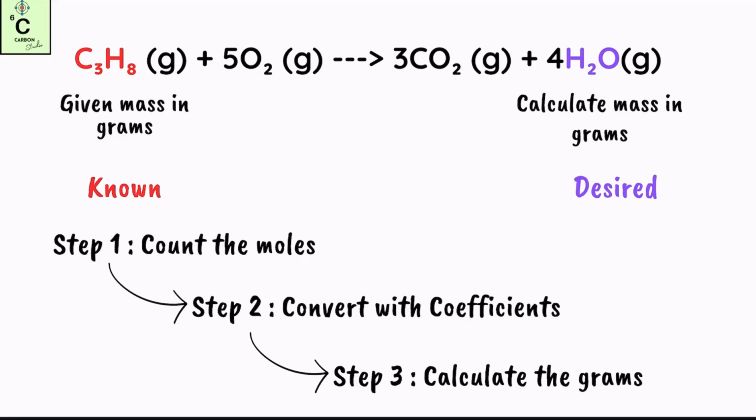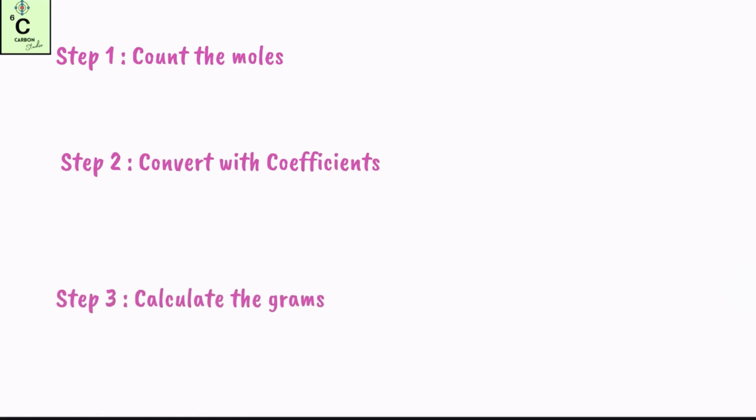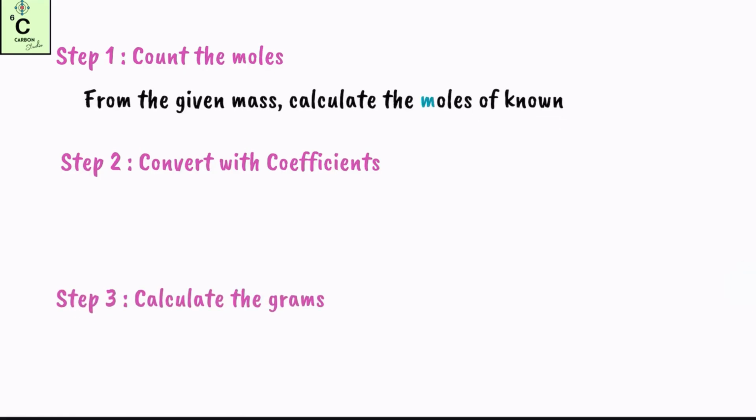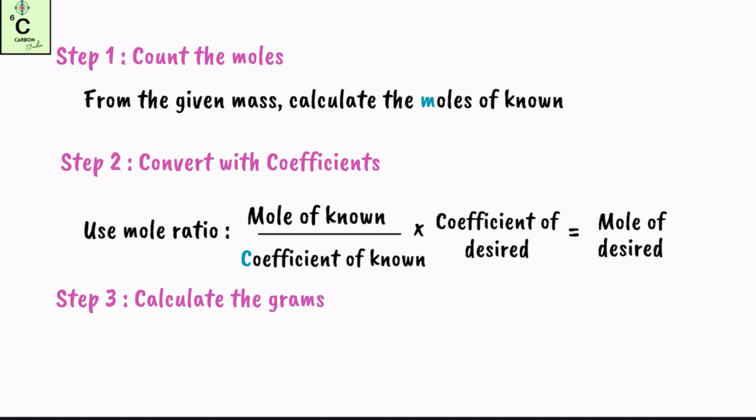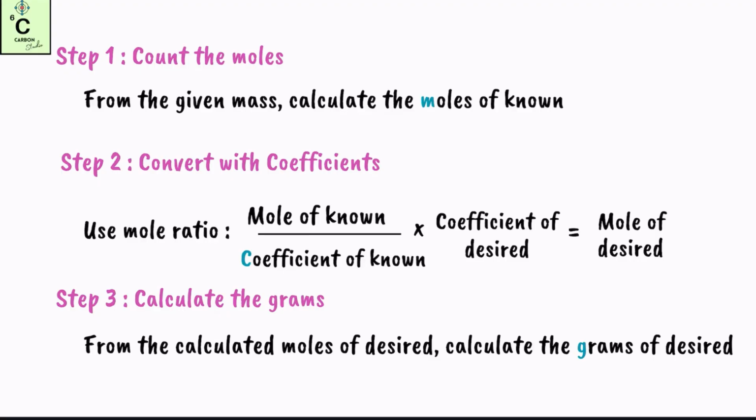I have a trick up my sleeve for you to remember these 3 steps, so wait for it. My second tip is to know the strategy, which are the 3 steps. Let's break these steps down. For each step, I've extracted its relevant formulas. So to count the moles from the given mass, you have to calculate the moles of known. Step 2, using the coefficients, you have to use the mole ratio formula. And the third step is to convert the moles of desired to calculate the grams of desired.